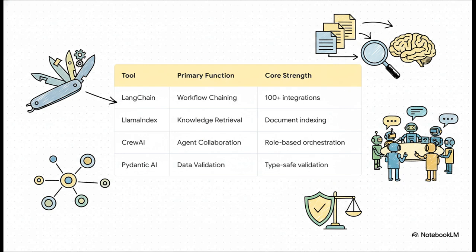But if your whole project is about creating a powerful search engine over your company's private documents, you'd probably start with LlamaIndex. And for the really advanced stuff, Crew AI lets you build entire teams of specialized AI agents that can collaborate on a single goal.